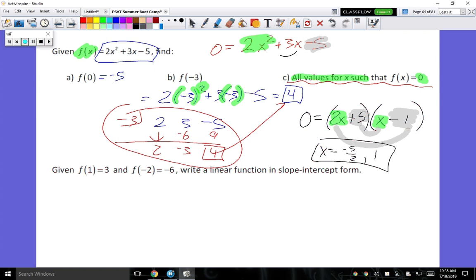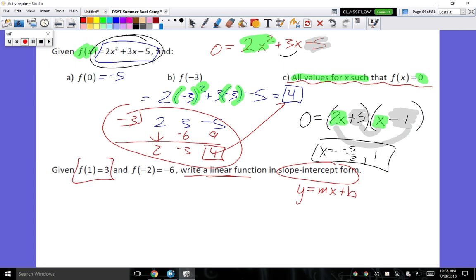Do we have to check these for extraneous solutions? No, because my original problem's domain was what? All real numbers. And that was from the video of lesson 6. Okay? Huge as far as when it comes to checking for extraneous solutions. Okay. So write a linear function in slope-intercept form.